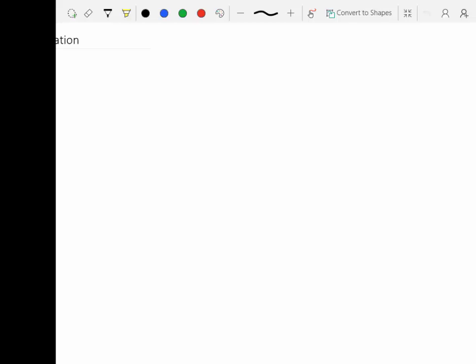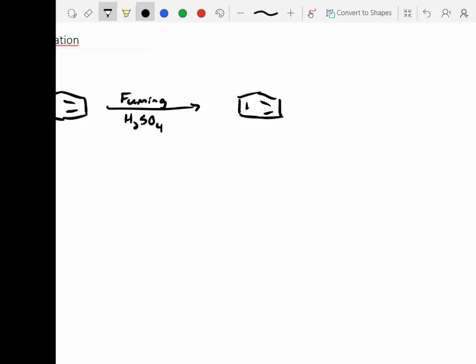Sulfonation is really similar to halogenation. And in this case, what we're going to do is take a benzene system, and we're going to add fuming sulfuric acid. And if we add fuming sulfuric acid to a benzene derivative, we can get a sulfonate functional group attached onto our benzene ring.